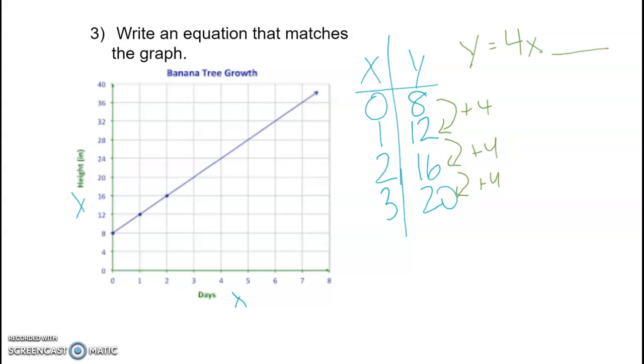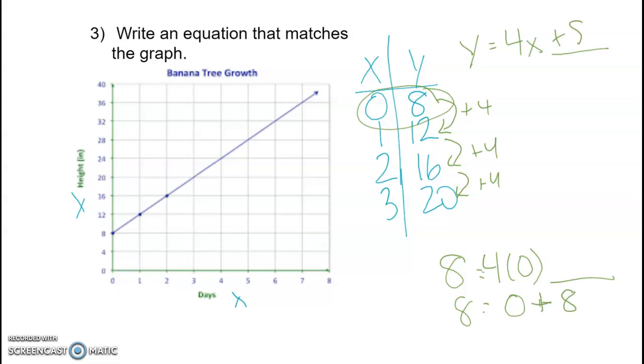So I'm going to go ahead and plug in some numbers, and I'm going to use this first ordered pair. So I've got 8 is equal to 4 times 0, and then this mystery math action. Well, 4 times 0 is 0. So in order to get to 8, the mystery math action must be adding 8. So I'm going to plug that in.